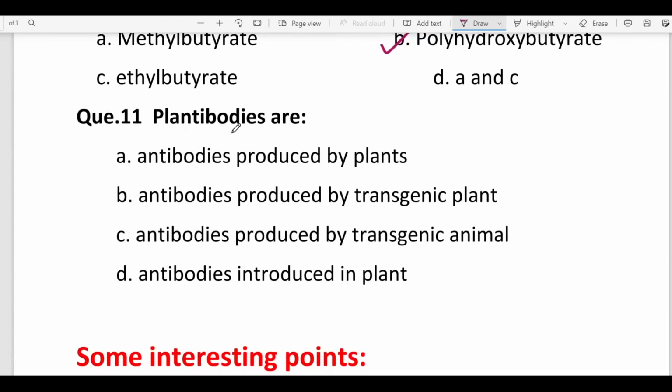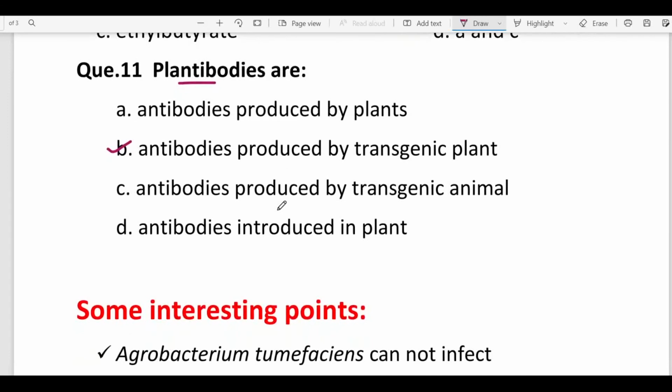Next question. Plantibodies are antibodies produced by plants, antibodies produced by transgenic plants, antibodies produced by transgenic animals, or antibodies introduced into the plant. If we dissect this word, planti plus antibody, so these are the antibodies produced by the transgenic plant. B is our right answer.